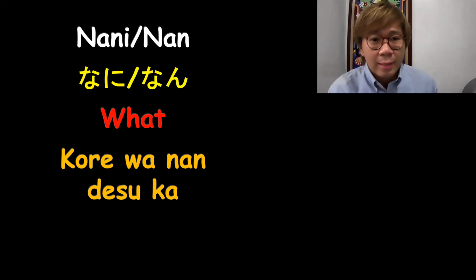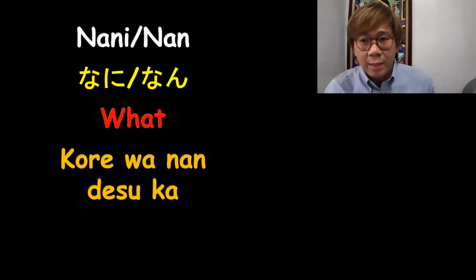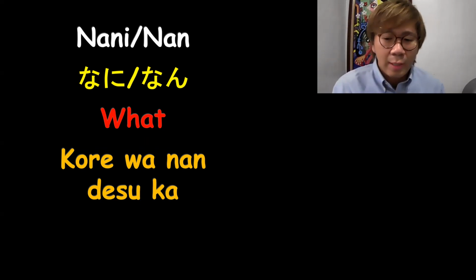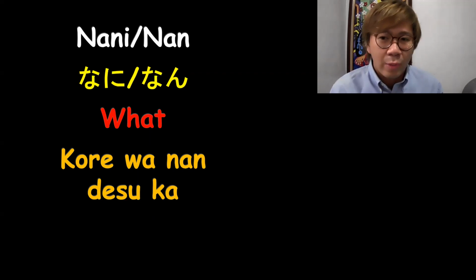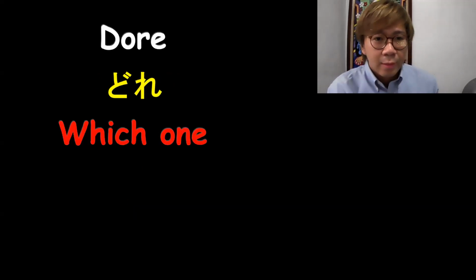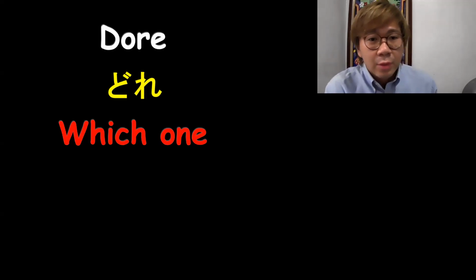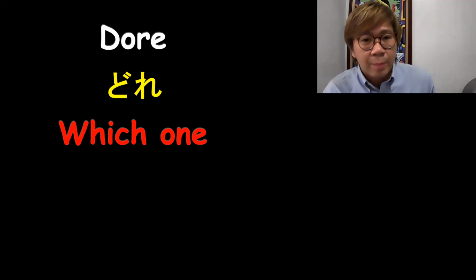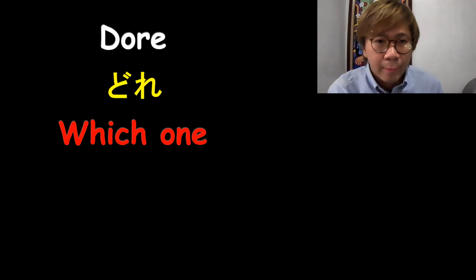Okay? Nani or nan. Nani or nan is what? Kore wa nan desu ka? Nani, so that's what, no? So that's kore wa nan desu ka, which is more polite than saying nani. Nani is what? Okay? So there are both different ways of saying what, and of course, different degrees of politeness. Dore. So Dore is which one, parang may some sort of option ka, no, or may pagpipilian ka. Later in our lesson 2, grammar will expound the use of Dore.